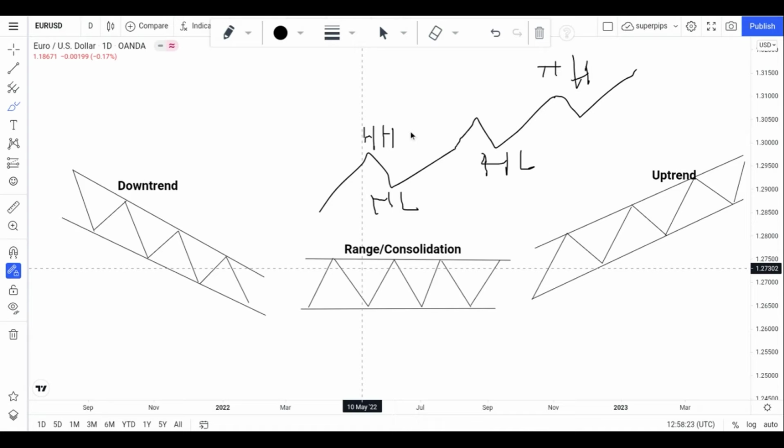When the market is moving to the upside, in the uptrend, whenever price breaks previous higher highs, it makes another high and a high low. Whenever price breaks another high, it makes another high and another high low.